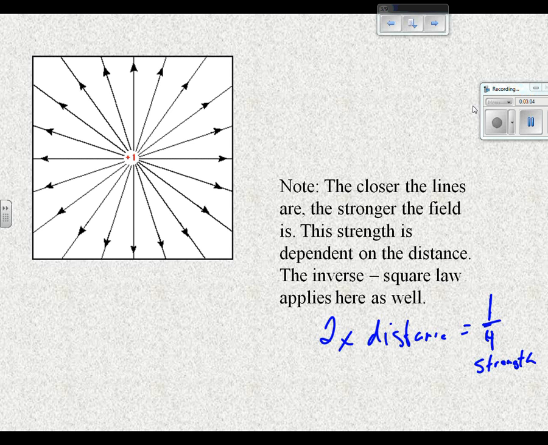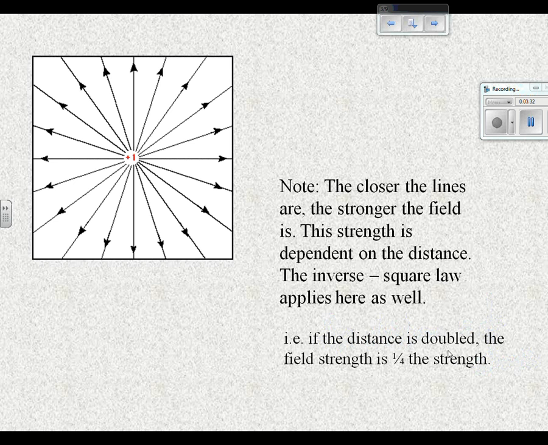If I said 2.5 times the distance, how would you do that? You go 1 over 2.5 squared, right? Yeah, 1 over 2.5 squared. I think that's 6.25 if I'm not mistaken. It's always 1 over the distance squared.